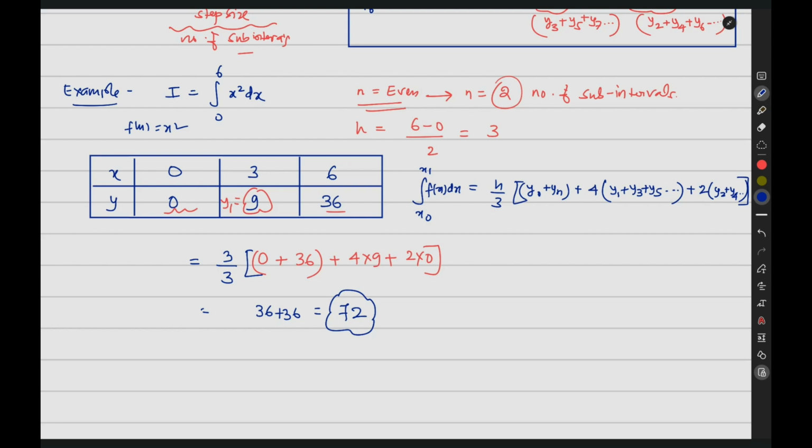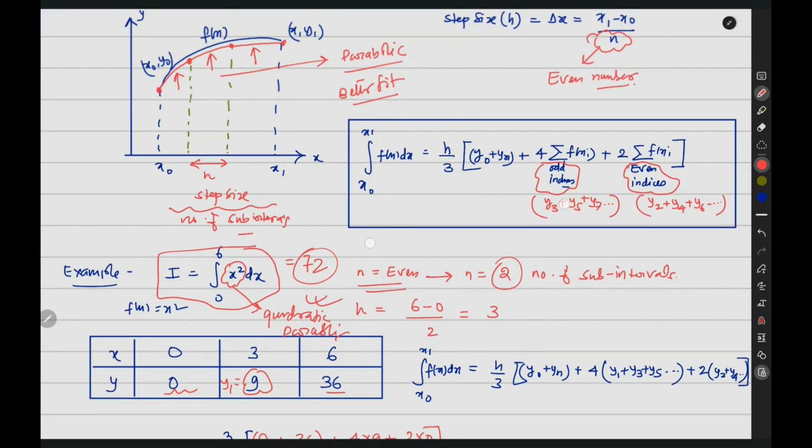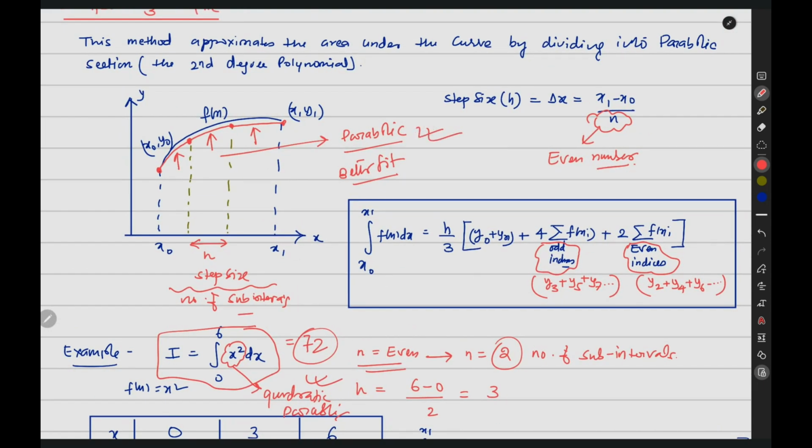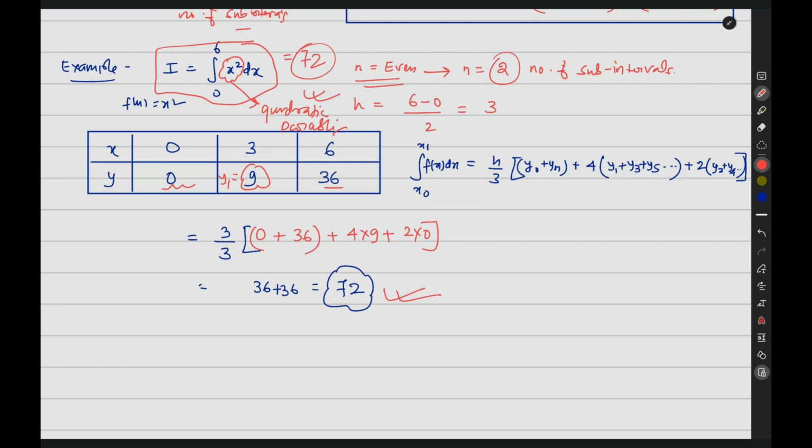Here an important thing to observe is that the value of the integral comes to be 72. So when we calculate from our traditional method, the integral value will also come to be 72, and this is the exact value. This exact value is coming because we have taken the function as x square, which is a quadratic or parabola, and the approximation used for the function is also a parabola. So in this case we have got the exact answer. We will get an approximate value for higher order polynomials.